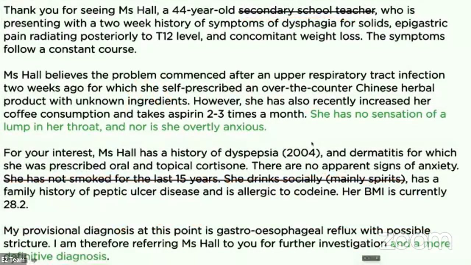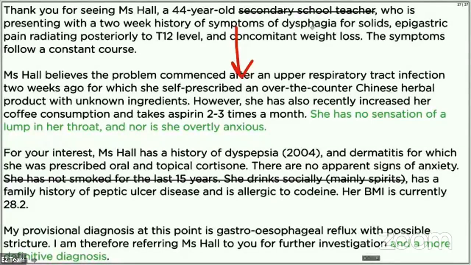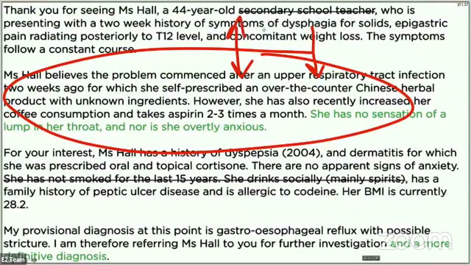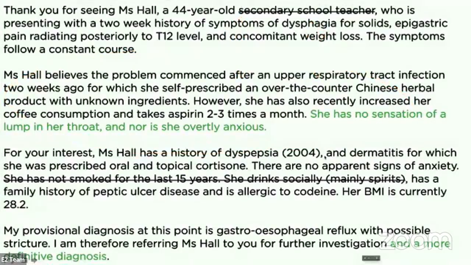So let's read this now. I'm going to read it too. Just let me make sure that I've got the right slide here. Yes. So thank you for seeing Miss Hall, a 44-year-old who is presenting with a 2-week history of symptoms of dysphagia for solids, epigastric pain radiating posteriorly to T12 level, and concomitant weight loss. So we've put all of those pieces of the puzzle together into a single sentence. The symptoms follow a constant course. And now what we do is we're going to elaborate on these symptoms or on this main medical issue, okay? So this paragraph here is going to be all about these things here, in more detail.